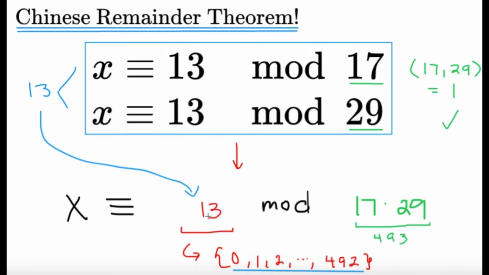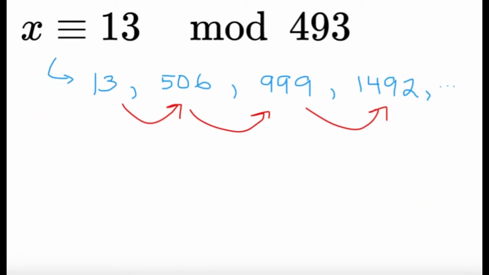Since there's only one that's going to work in the set of 0 to 492, it must be 13, because 13 is the number that satisfies both of these congruences. So we're done for x. We have x is congruent to 13 modulo 493.